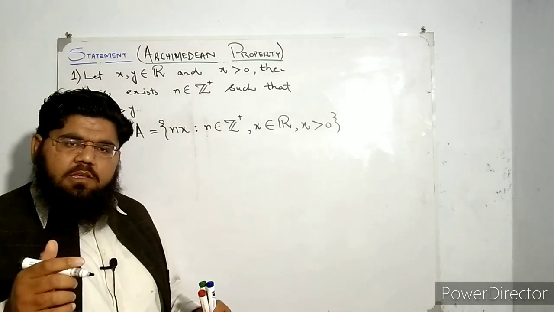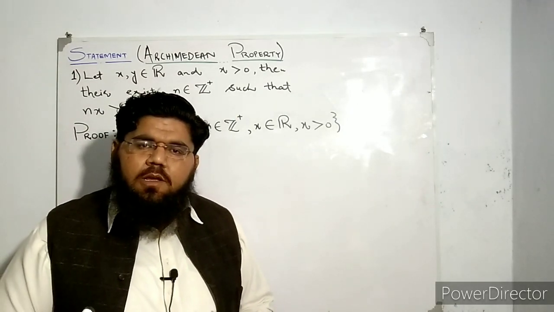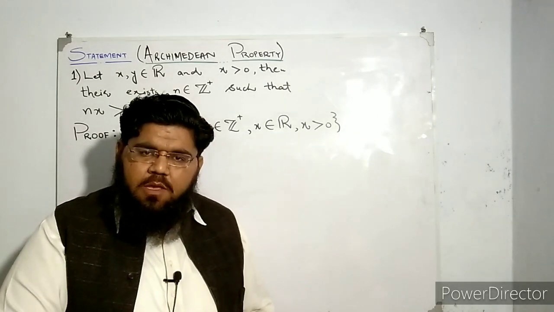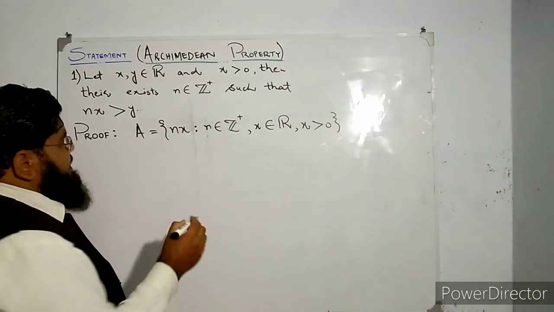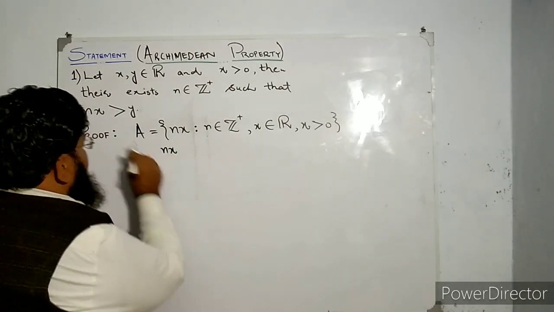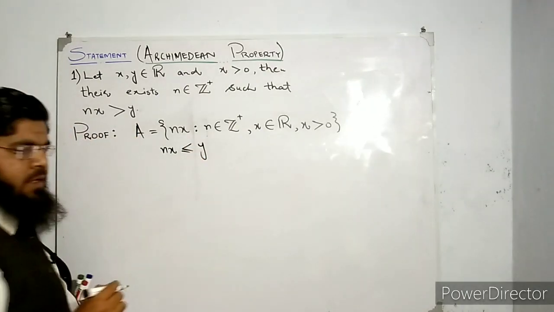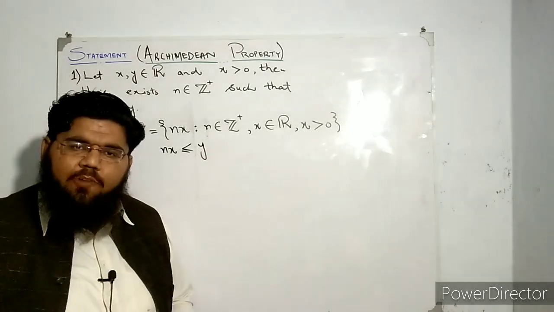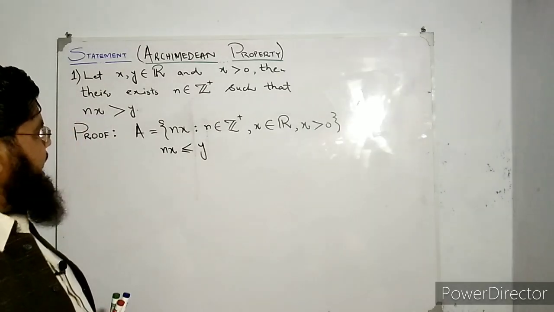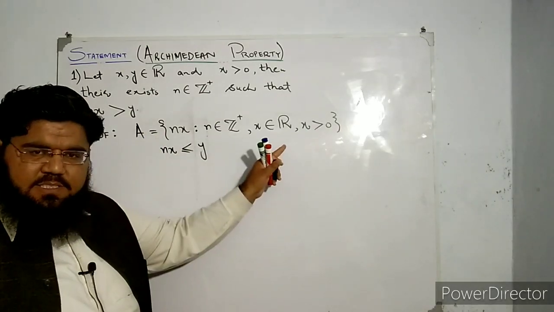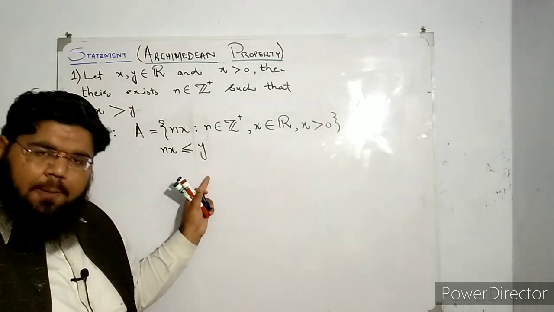Okay, but just like the previous video, we are again going to adopt the strategy where we go by the contrary process. We will suppose on the contrary that nx is not greater than y, it's actually less than or equal to y. Okay, nx is less than or equal to y. So if you are saying nx is less than or equal to y, it means that all elements of this set are less than or equal to this real number y.